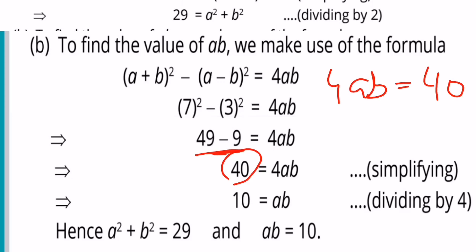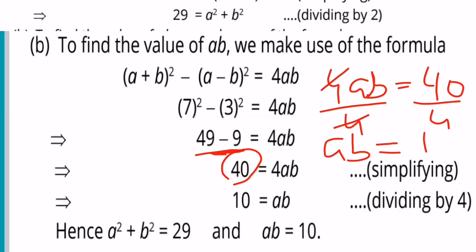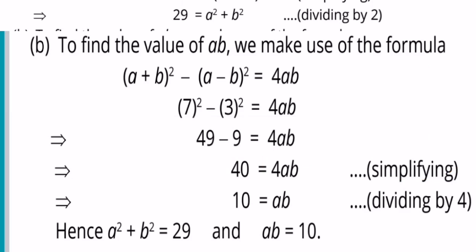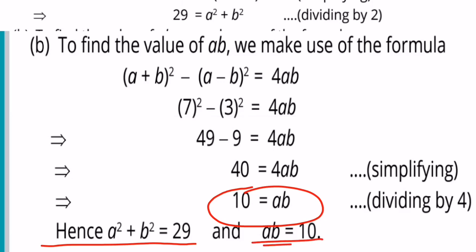Dividing both sides by 4, 4 cancels with 4 and ab is equal to 10. So the value of ab is equal to 10. Hence a² plus b² is equal to 29 and ab is equal to 10.